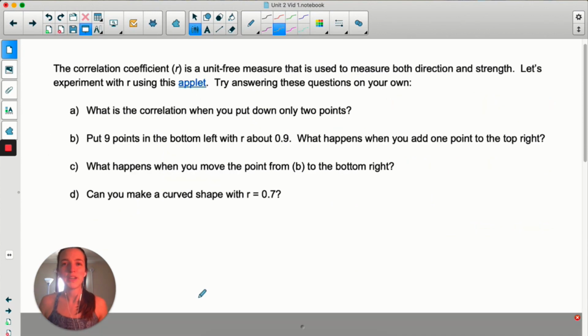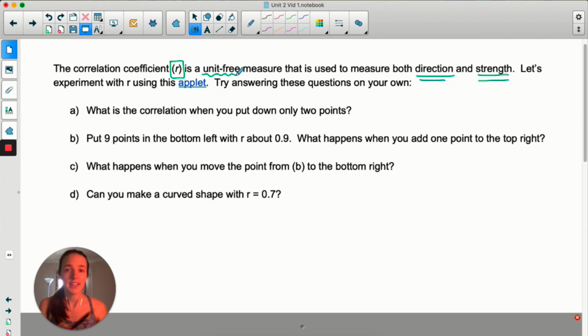Okay, so now to appease those of you who are upset about the lack of numbers. We do have a way to measure both the direction and the strength of a scatter plot. And the thing that we use to measure is called the correlation coefficient. For whatever reason, it gets the letter R. I don't know why it doesn't get the letter C. I didn't make the rules. It is a unit-free measure, and like I said, it measures 2 things, direction and strength.